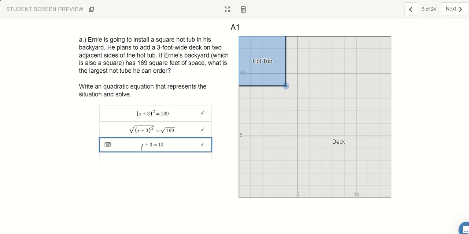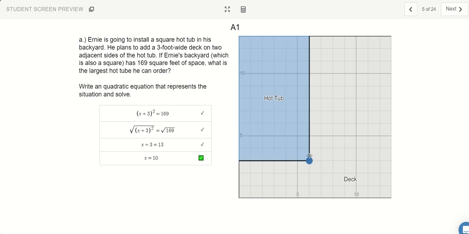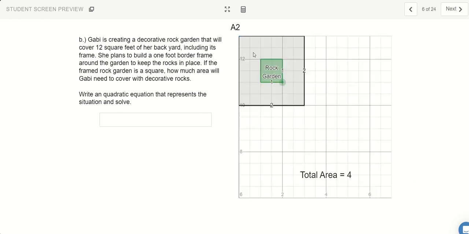So what X value solves this? If I subtract 3 on both sides, X equals 10. And hopefully this makes sense in terms of this problem. If I have a hot tub that's 10 by 10, notice that I'm able to add a 3-foot deck to each side, and the whole area fits inside 169 square units. Let's go and take a look at our next problem.